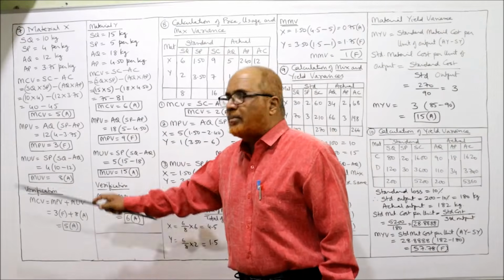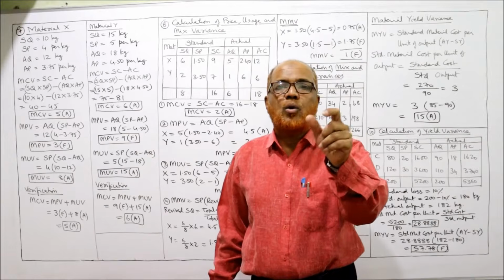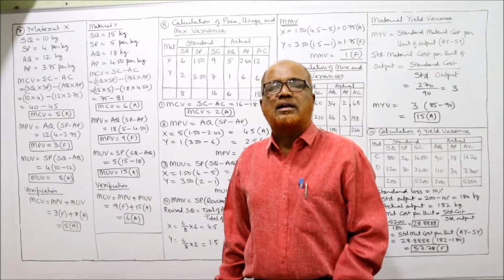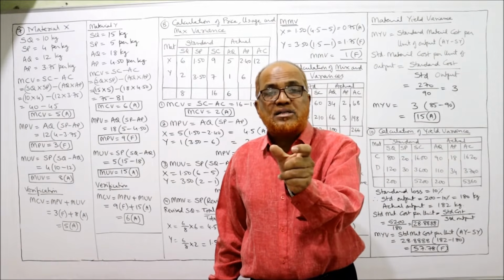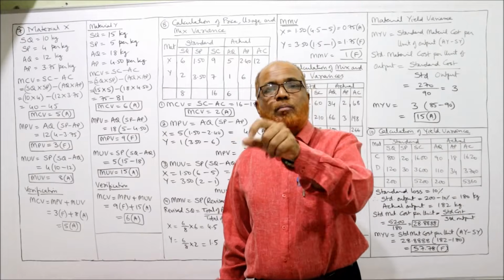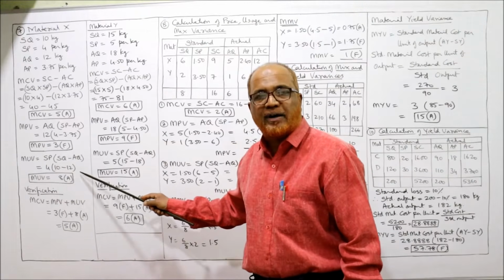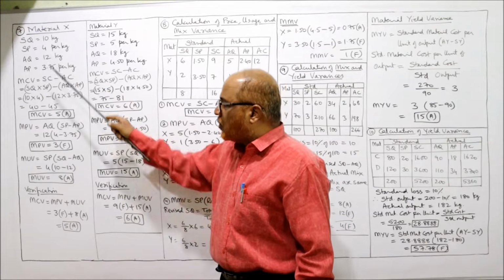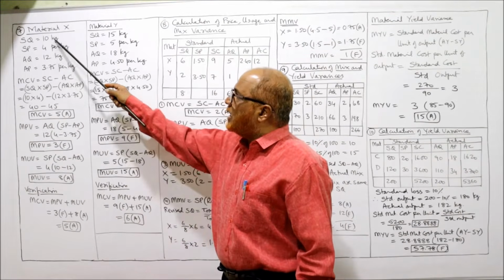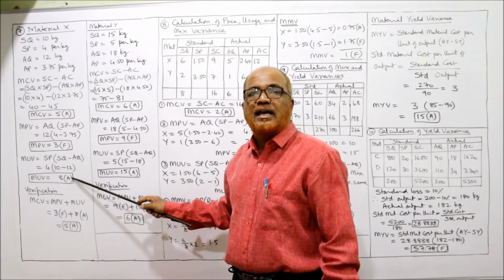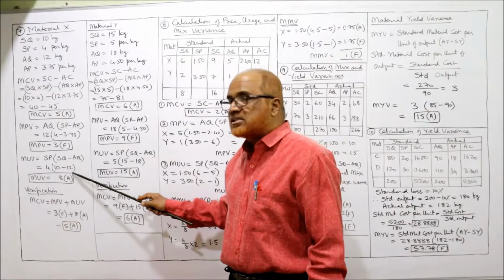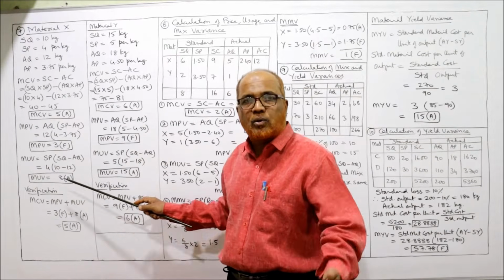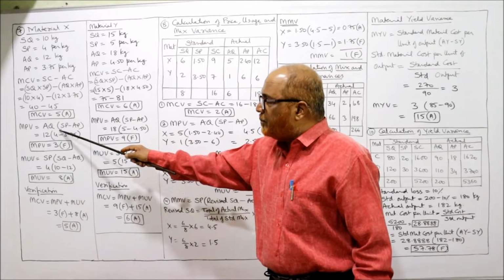MUV, material usage variance, is standard price into (standard quantity minus actual quantity). One more name is there for material usage variance: it is also called material quantity variance. Sometimes it is called usage variance, sometimes quantity variance, but they mean the same. In the bracket you should take the quantity, SQ minus AQ. Outside the bracket, SP. Standard price is 4 rupees. SQ 10 minus 12, so in the bracket you get a negative figure, minus 2. If you get minus, it's an adverse variance. So minus 2 into 4, minus 8. 8 adverse. Over. So MCV, MPV, MUV we have calculated.